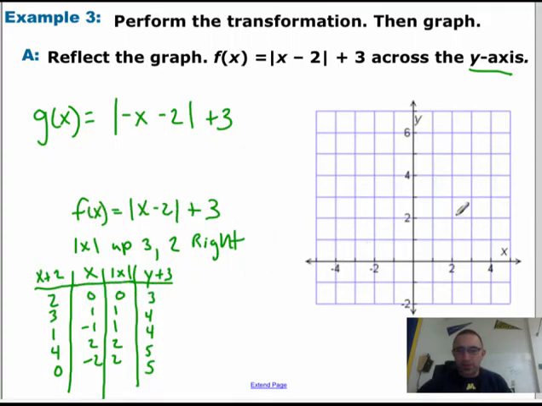So (2, 3), I'm just going to shade them in here. (3, 4), (4, 5), (1, 4), (0, 5). So there's my graph of f of x.